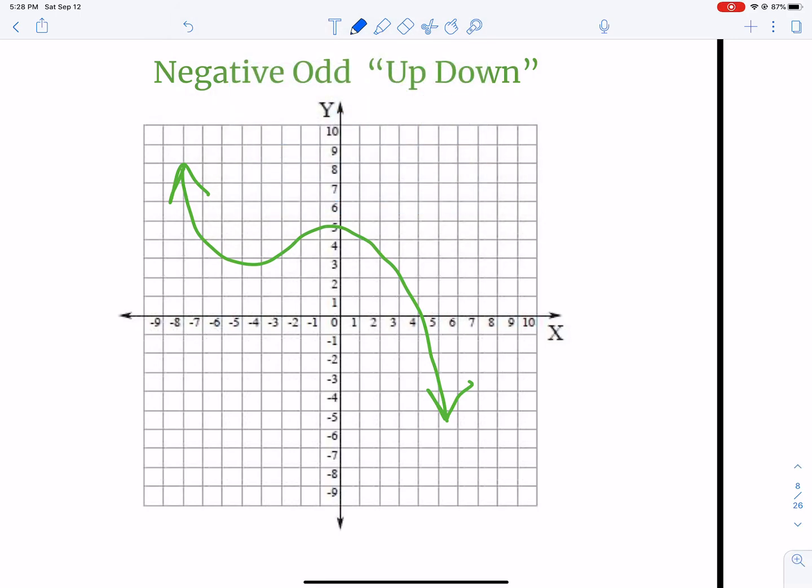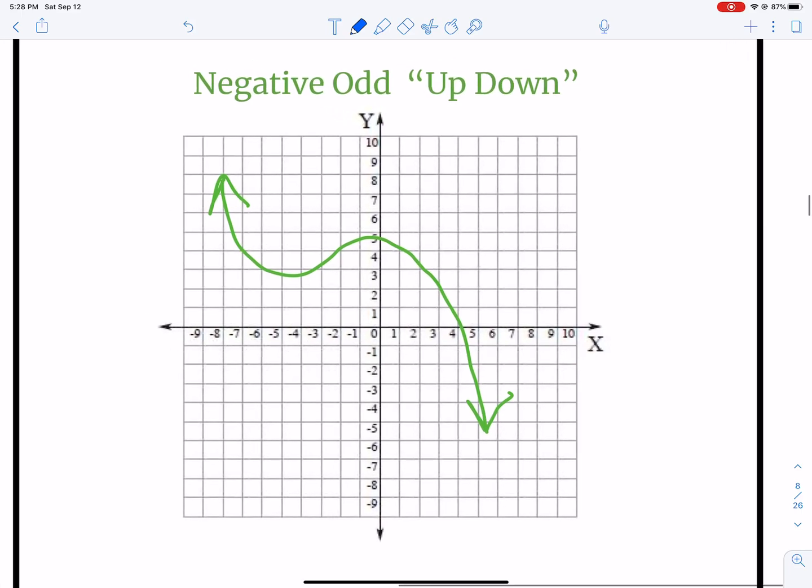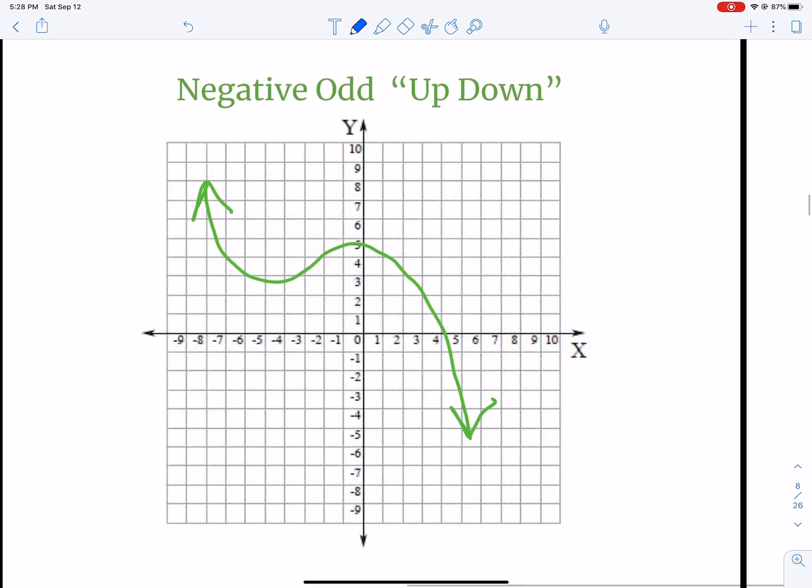And an odd function, no matter what type of odd function, will always behave in this way. This is just our smallest odd function, which is a cubic function. So actually a linear function would also behave this way, so I take that back.